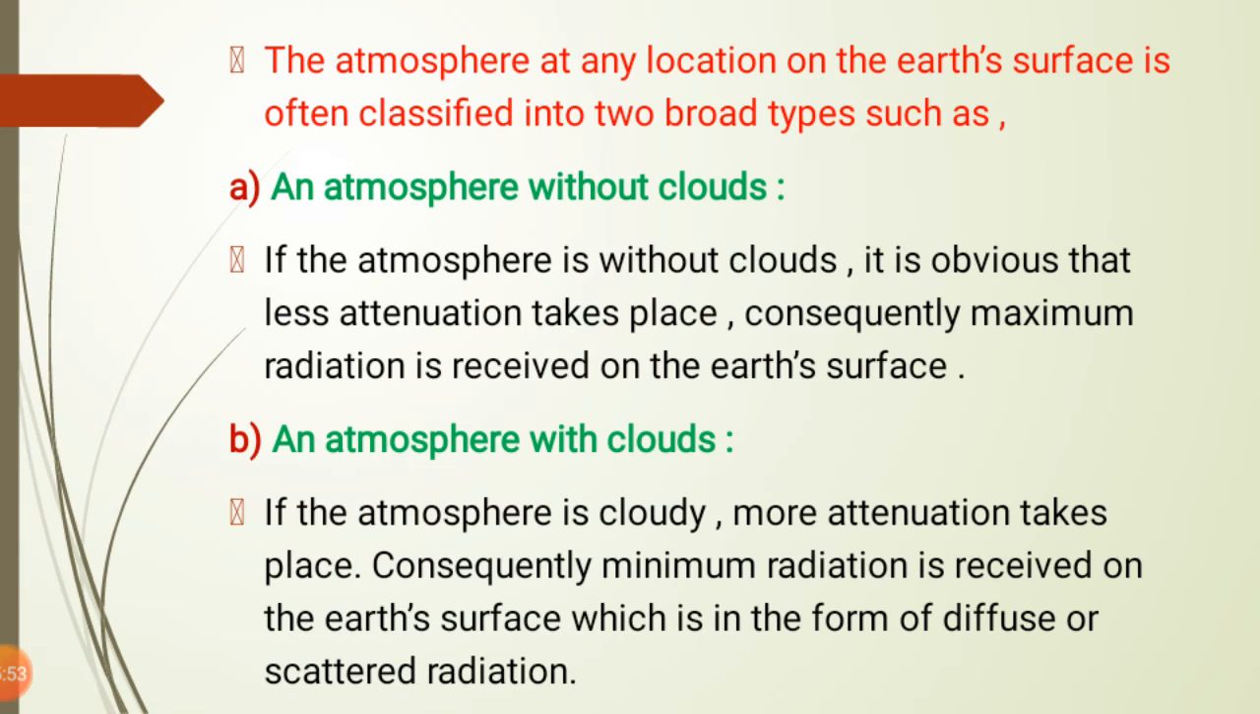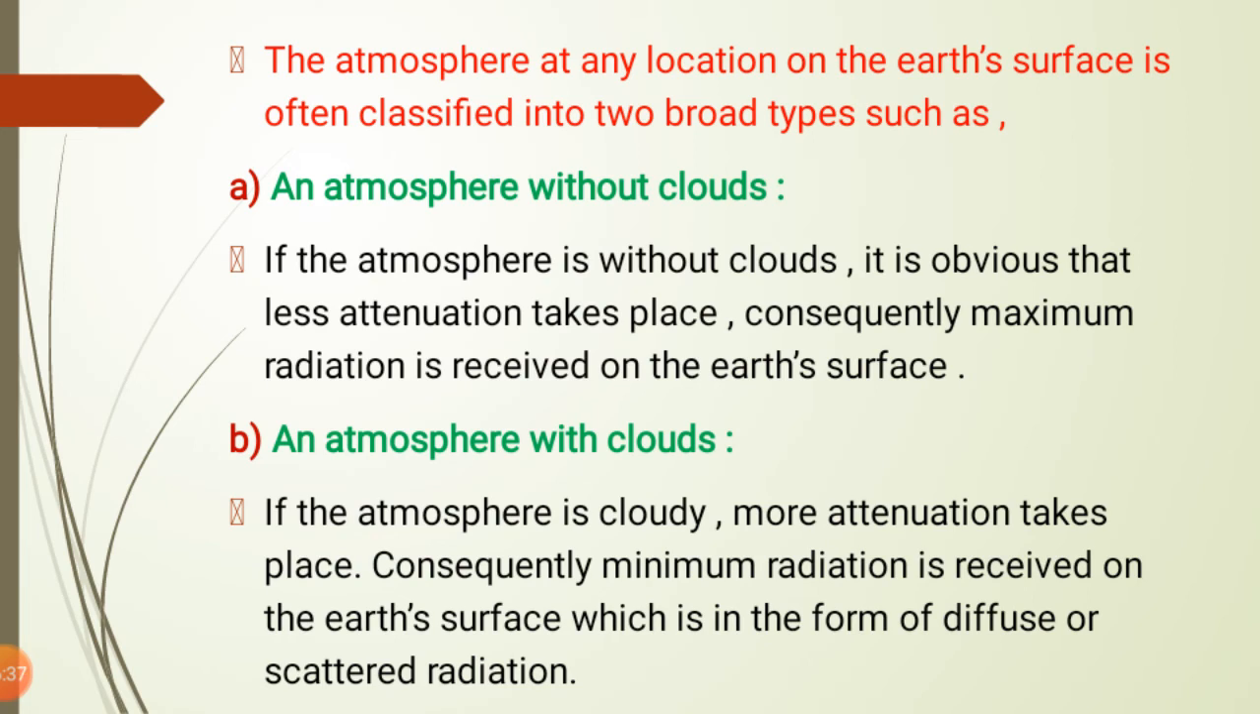But in the second type, that is B, an atmosphere with clouds. If the atmosphere is cloudy, more attenuation takes place. That means if there is a cloud present in the atmosphere, that is a cloudy atmosphere, there is a possibility of the presence of different gases, particulate matter, water vapors and other particulate matter. So there is an absorption of radiation in that region, and so we will get less intensity of the solar radiation, that is, more attenuation takes place. Consequently, minimum radiation is received on the Earth's surface, which is in the form of diffuse or scattered radiation.